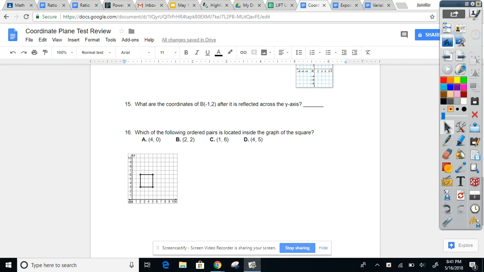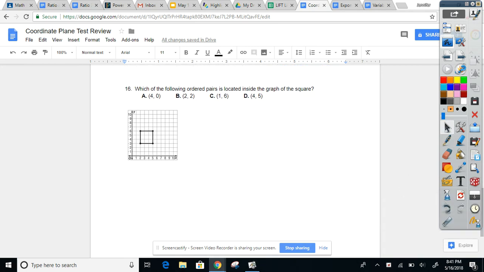Okay, and then 16, which of the following ordered pairs is located inside of the square on the graph? So you look at your answer choices. One of these points will be located inside of the square, okay? And you're just going to pick A, B, C, or D. If you have any questions, please raise your hand and ask.